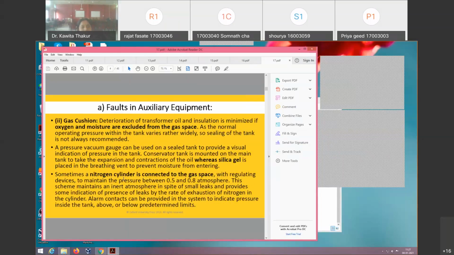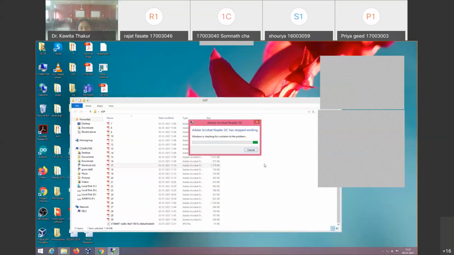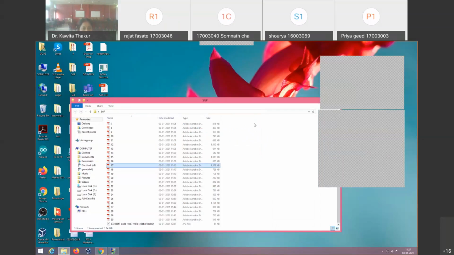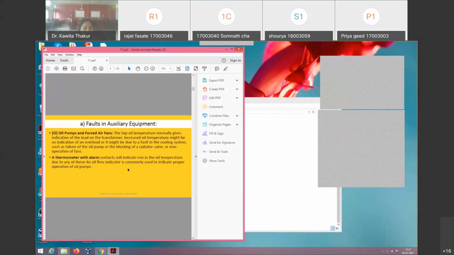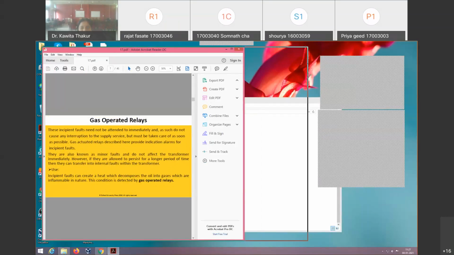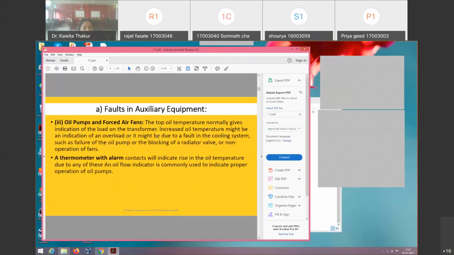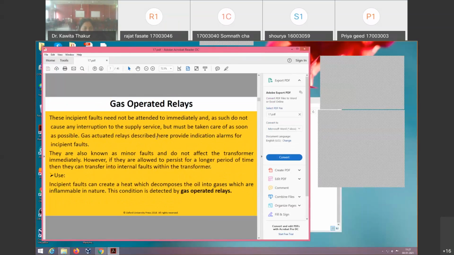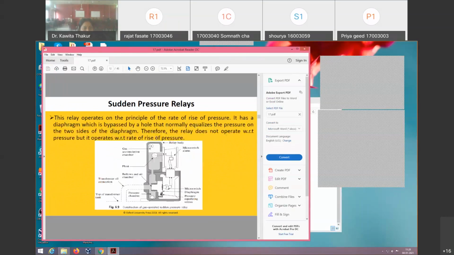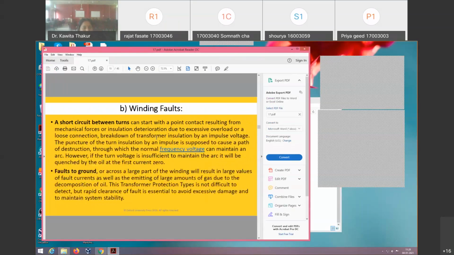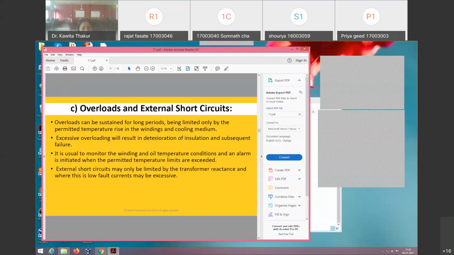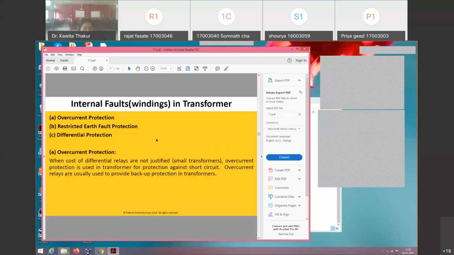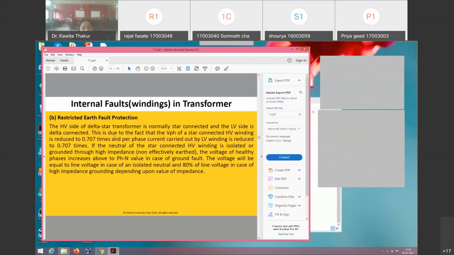Okay. So, for faults in auxiliary equipment, we have seen the gas operated relay, that is the Buchholz relay, and pressure relays. For winding faults we have differential protection. For overload and external short circuit, we have temperature detector coils. So protection for internal faults in the transformer winding: overcurrent protection, restricted earth fault protection, differential protection. These many protections are given to the transformer.